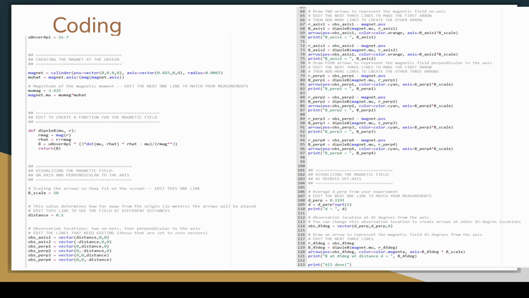And we also had to represent the magnetic field 45 degrees from the axis, which we did from the observed 45 degrees for the dipole of the magnetic field.